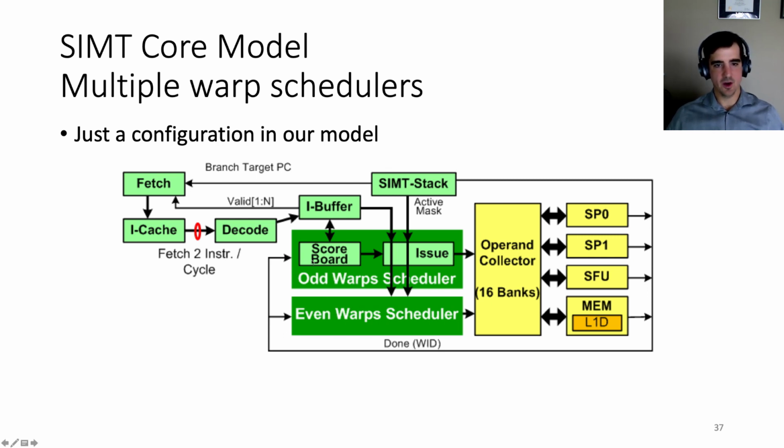And one thing to note here is that you need to make sure you have enough bandwidth out of your front end to be able to satisfy multiple warp schedulers. So when you do have more than one warp scheduler, the number of fetches that you can do in each cycle needs to also be incremented, which happens inside the simulator.